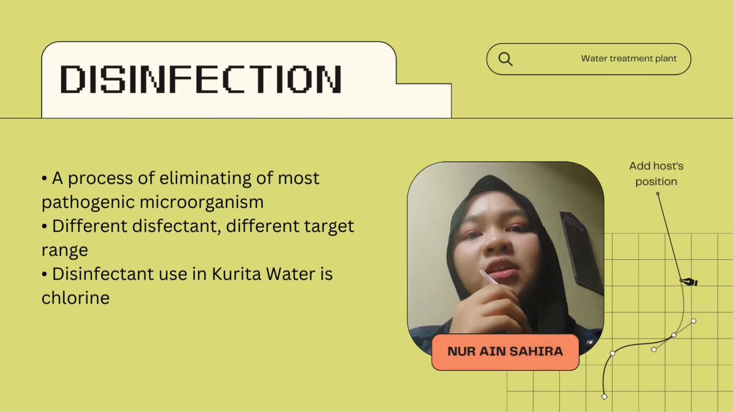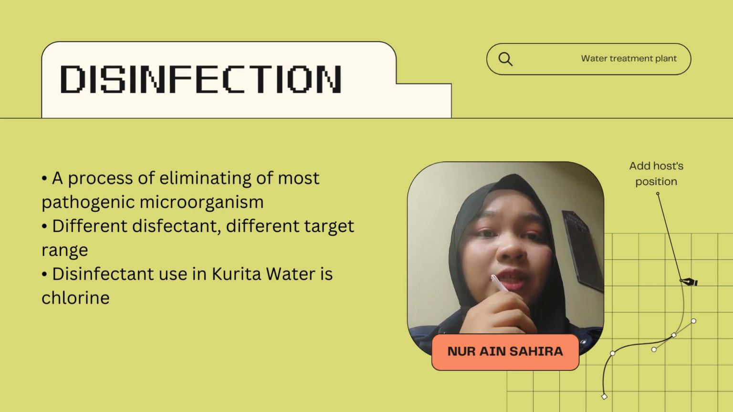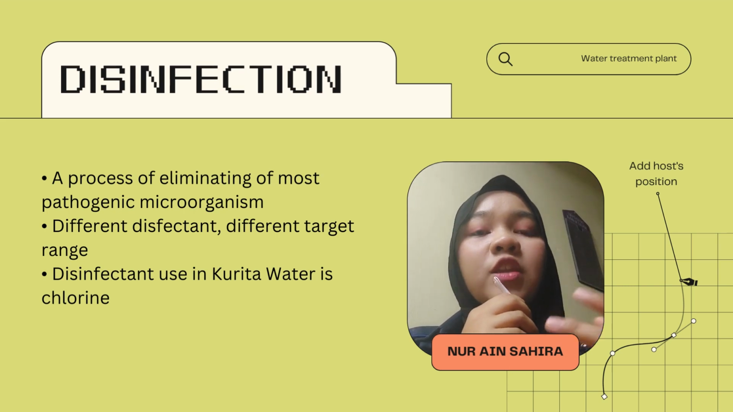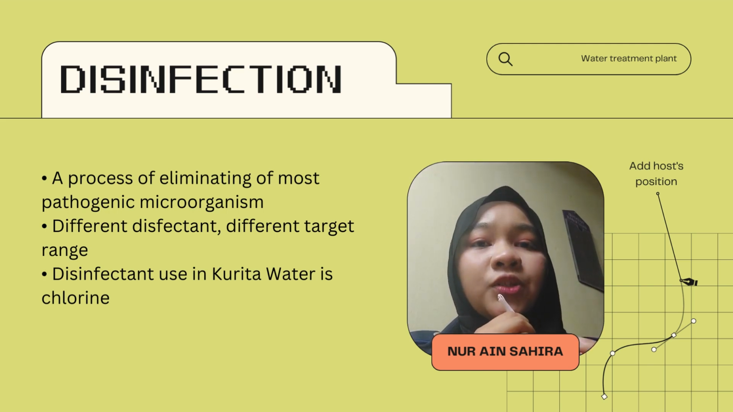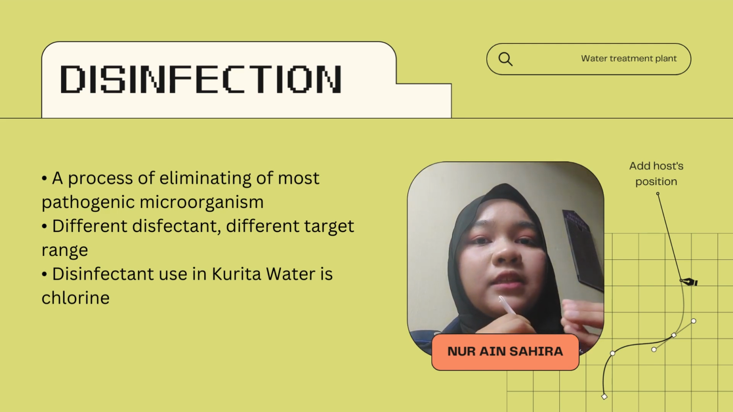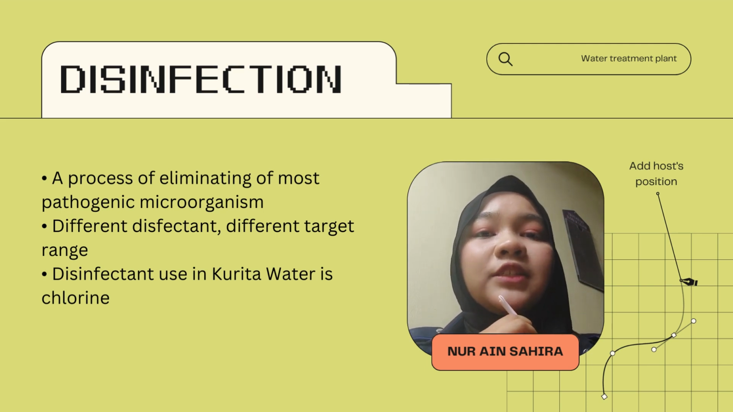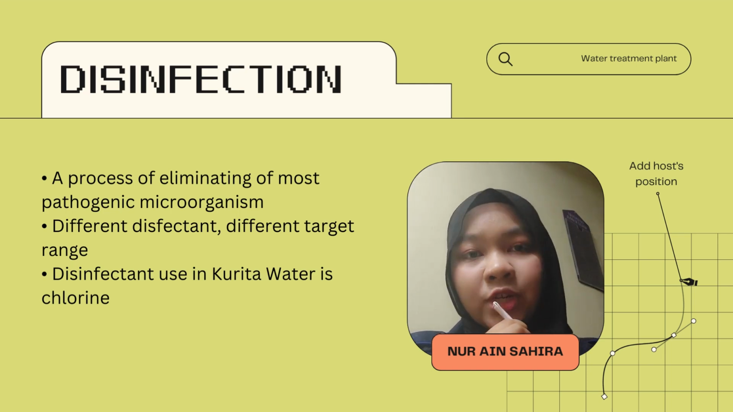Lastly, I will talk about the disinfection process. The disinfection process involves the elimination of most pathogenic microorganisms or objects. Chemicals used in disinfection are called disinfectants. Different disinfectants have different target ranges.